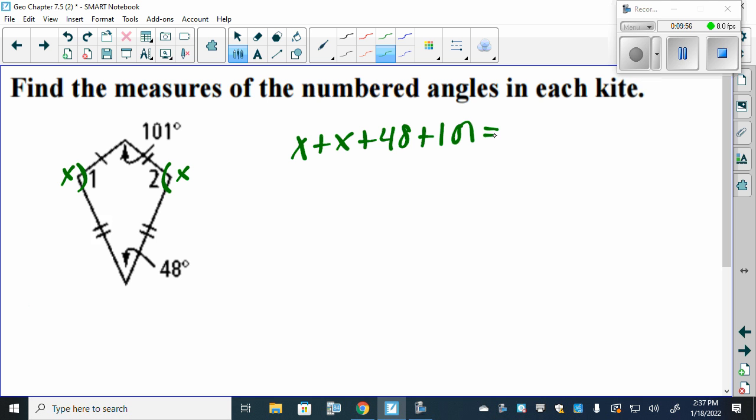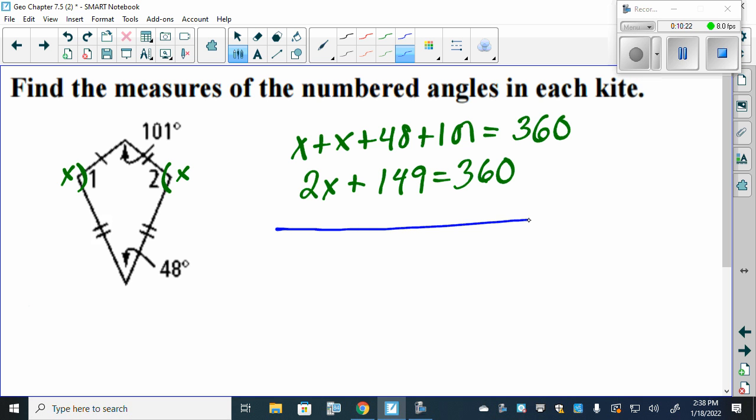And we know that all four of these angles add together to be 360 degrees because the sum of the interior angles of any four-sided figure is 360. Now we just need to solve for the value of x. Well, x plus x is 2x. 48 plus 101 is going to be 149 is equal to 360.